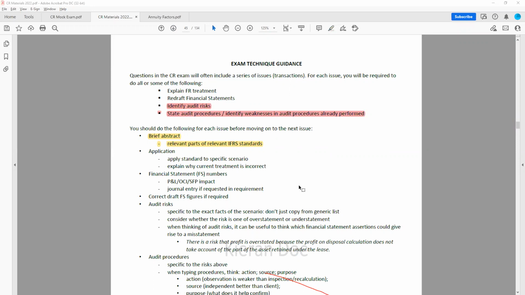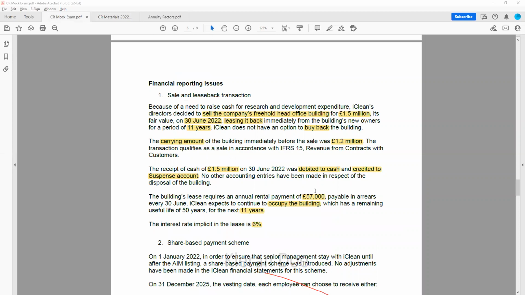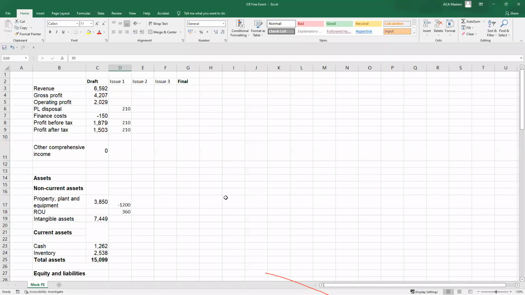So again, hopefully you can see why it made sense to do it like that. And then let's move on to the next issue, which is share-based payments. Because like I said, we've done everything we need to with the sale and leaseback now. You can forget it. You've done everything.